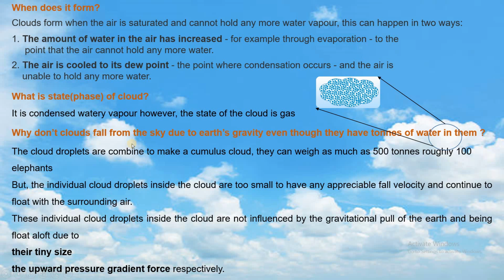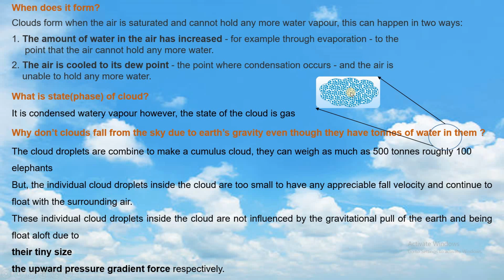Okay, just now I told why the cloud doesn't fall from the sky due to the earth's gravity even though it has tons of water in it. Because see, if you look at this image, when you look at the cloud from the ground, it appears as a huge mass, but when you zoom in on the cloud, it looks somewhat like this: they are very tiny droplets of water inside the cloud.